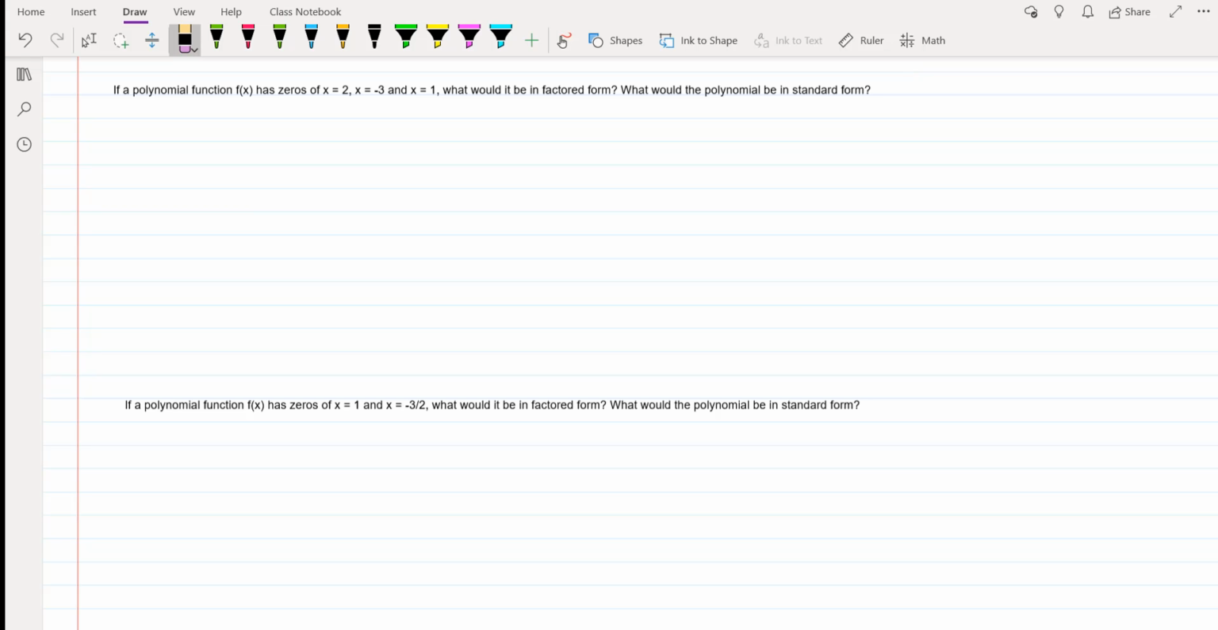So let's take a look at this first example here where we've got a polynomial function f of x. The zeros are given as x equals 2, x equals -3, and x equals 1. What would it be in factored form? What's the polynomial in standard form?